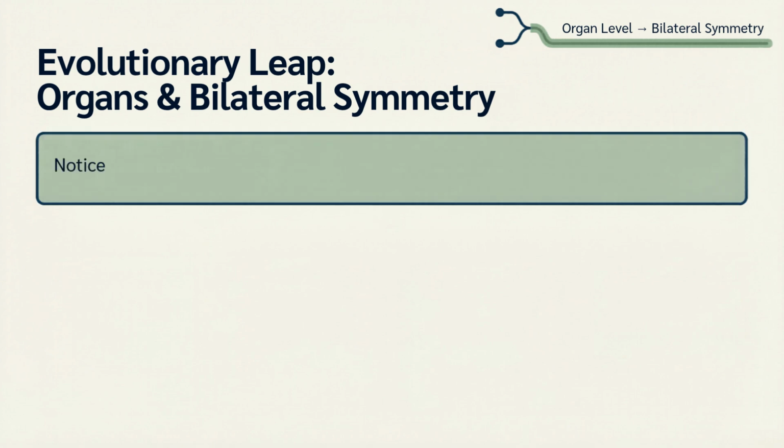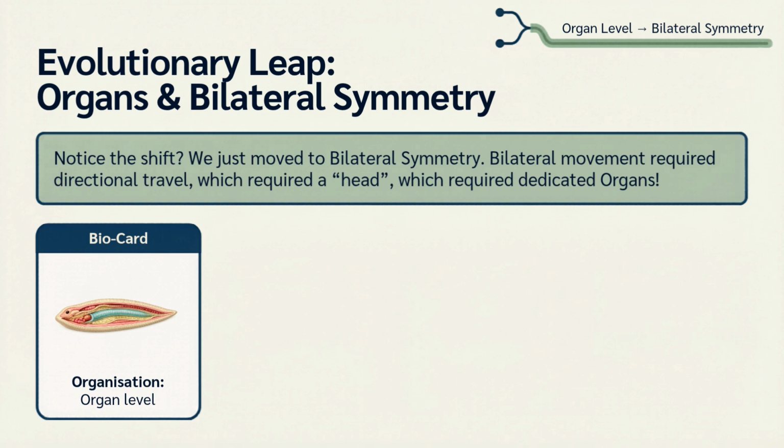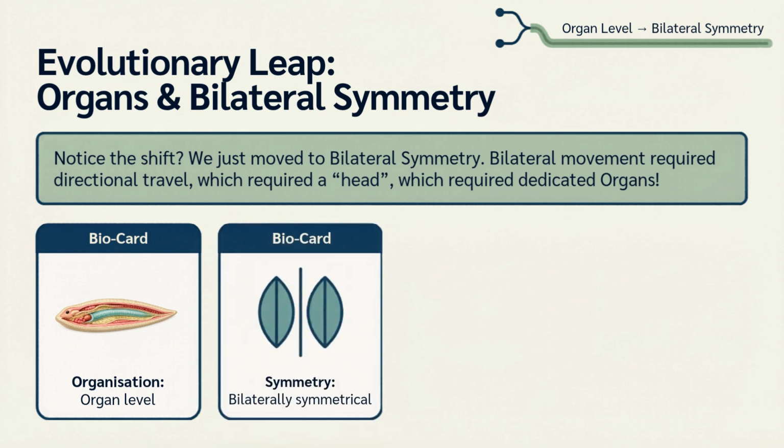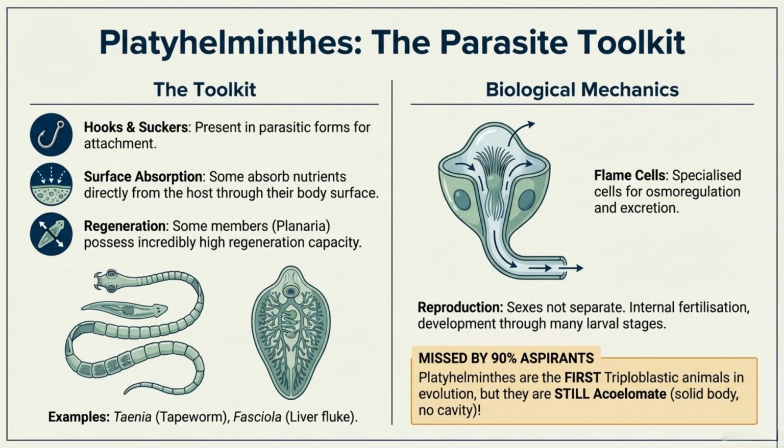The next big evolutionary jump is toward organ-level organization. With this comes bilateral symmetry. Bilateral symmetry allows directional movement, and that leads to the development of a head region and specialized organs. These organisms are triploblastic, meaning 3 germ layers are present. Flatworms are introduced here, and their body is dorso-ventrally flattened. This is where real anatomical complexity begins.